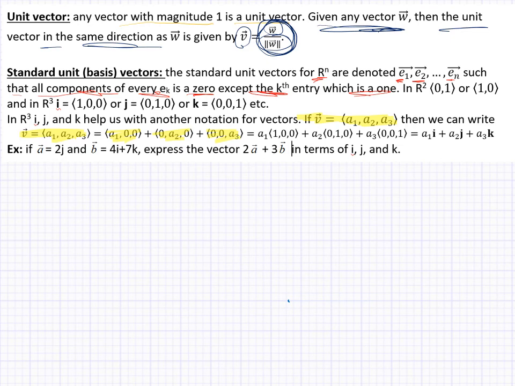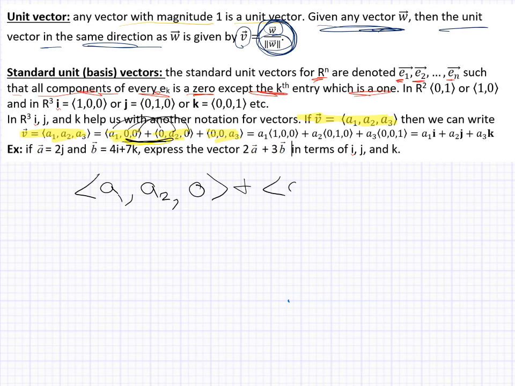Well, how does that happen? Think about it. If I added these two vectors together, I would add their components. So the first component would give me A1. The second components added together would give me A2. The third components added together would give me 0.